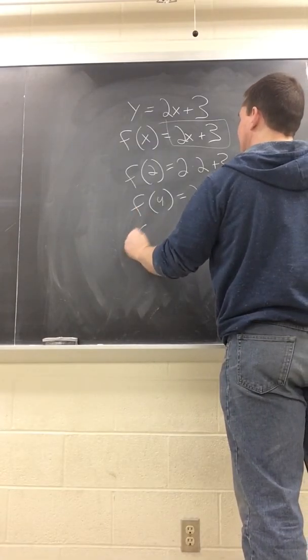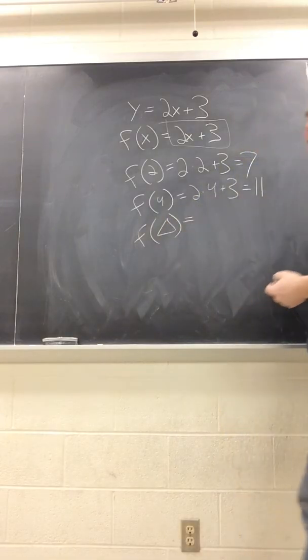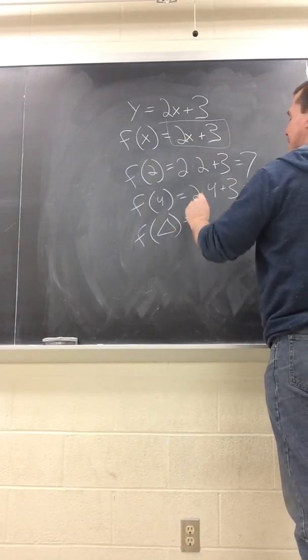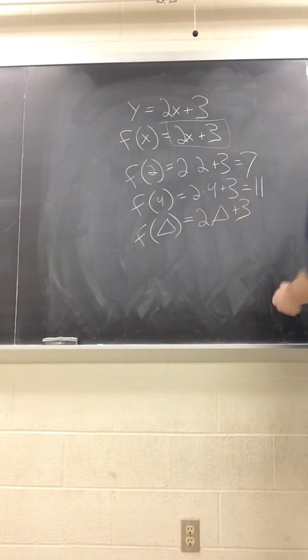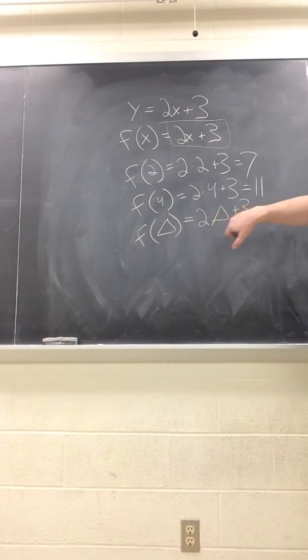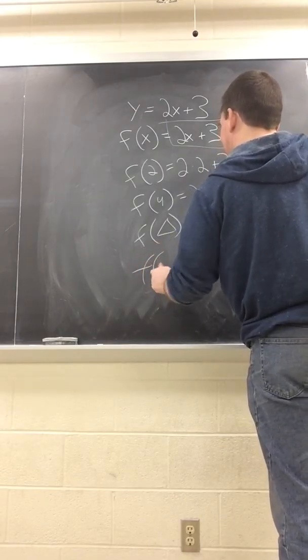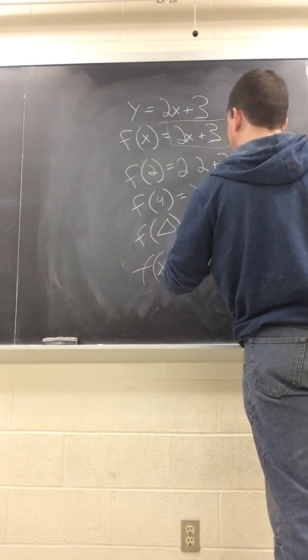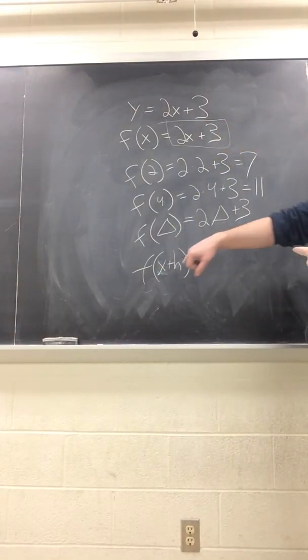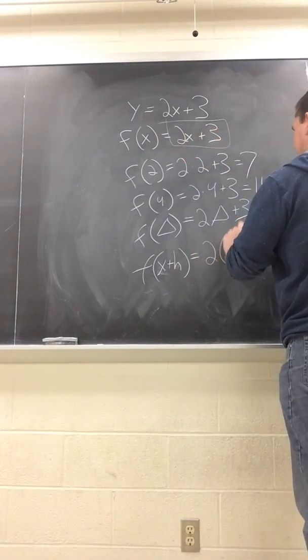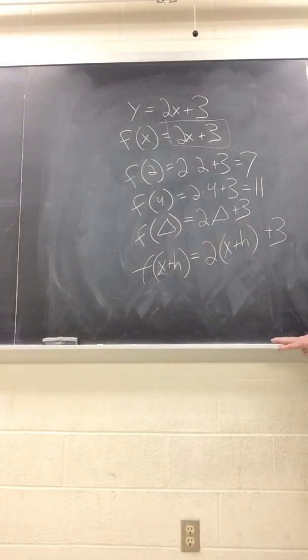But I don't have to use numbers. I can do f of delta. The function takes whatever I plug in, multiplies it by 2, and adds 3. So if I plug in delta, I get 2 delta plus 3. It doesn't matter. Whatever I plug in gets multiplied by 2 and added to 3. So if I have f of x plus h, the function takes whatever I plug in, multiplies it by 2, and adds 3. So I get 2 times x plus h plus 3. I can plug in whatever I want. All I do is replace x with whatever I put in here, and I'm done.